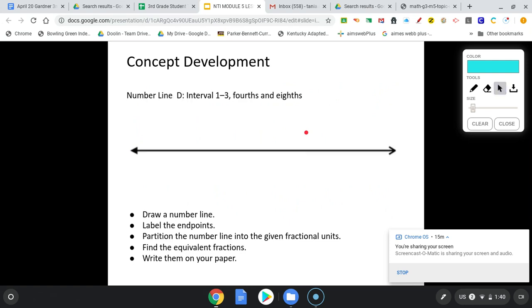Good job. Now, this one you can do on your own. And if you do this one on your own, take a picture of it, send it to me, and you'll get a bonus point for that.